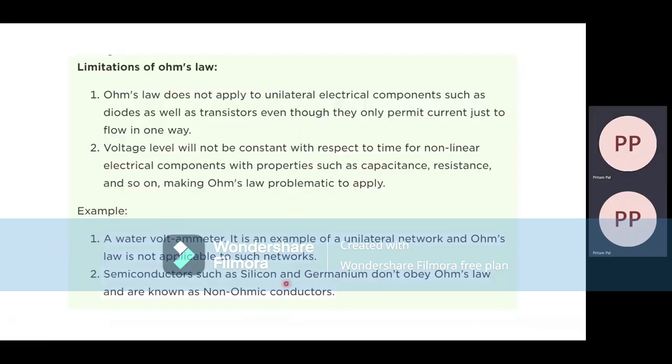So this is one of the examples, right? These are the materials where we cannot apply Ohm's law. They will not obey Ohm's law.